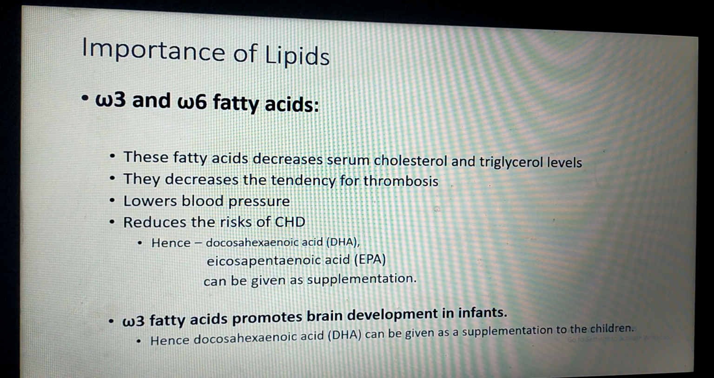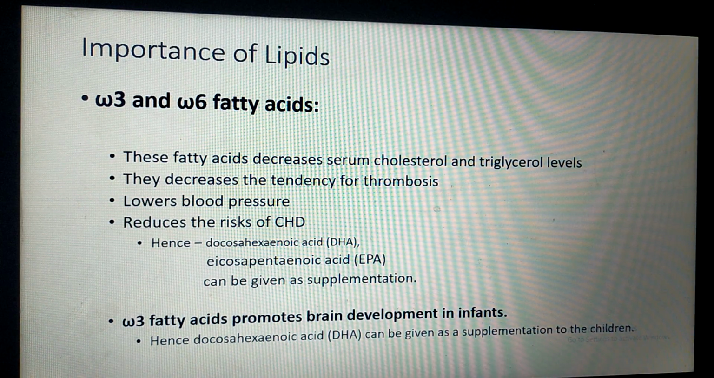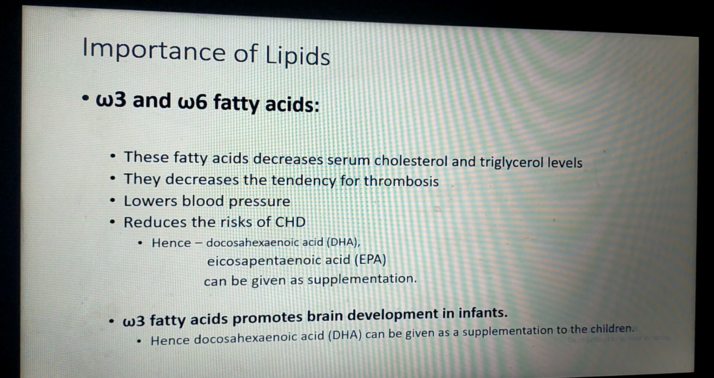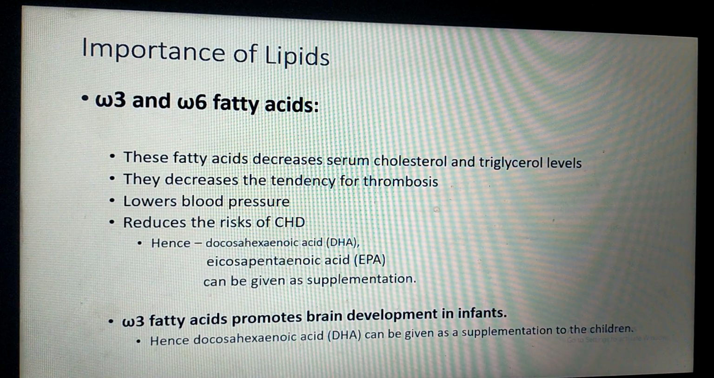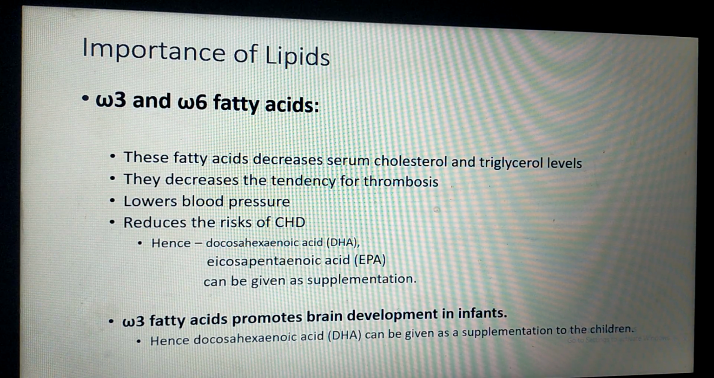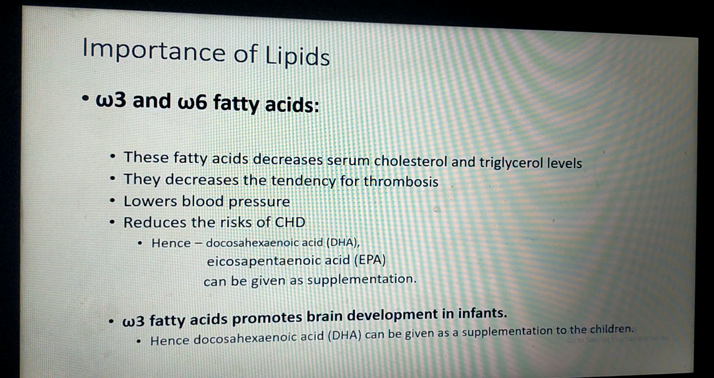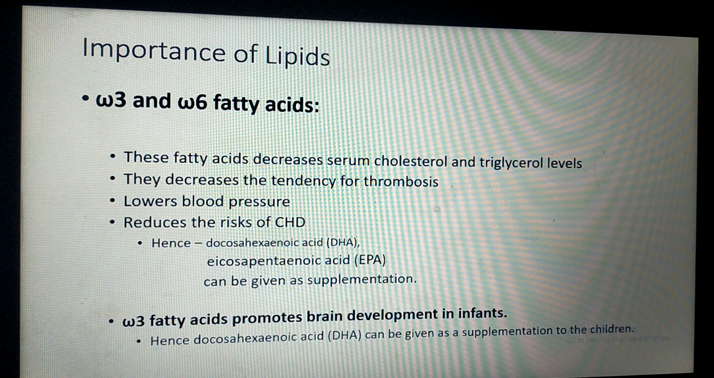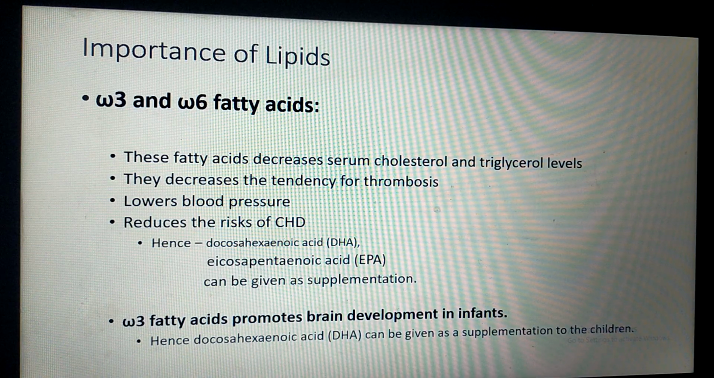Just by increasing the diameter of blood vessels, they reduce blood pressure. They reduce the risk of coronary heart disease. Therefore, these fatty acids like docosahexaenoic acid and eicosapentaenoic acid can be given to patients as a supplementation who are at risk of coronary heart disease. Omega-3 fatty acid promotes brain development in infants, and hence docosahexaenoic acid can be given as a supplementation to children.